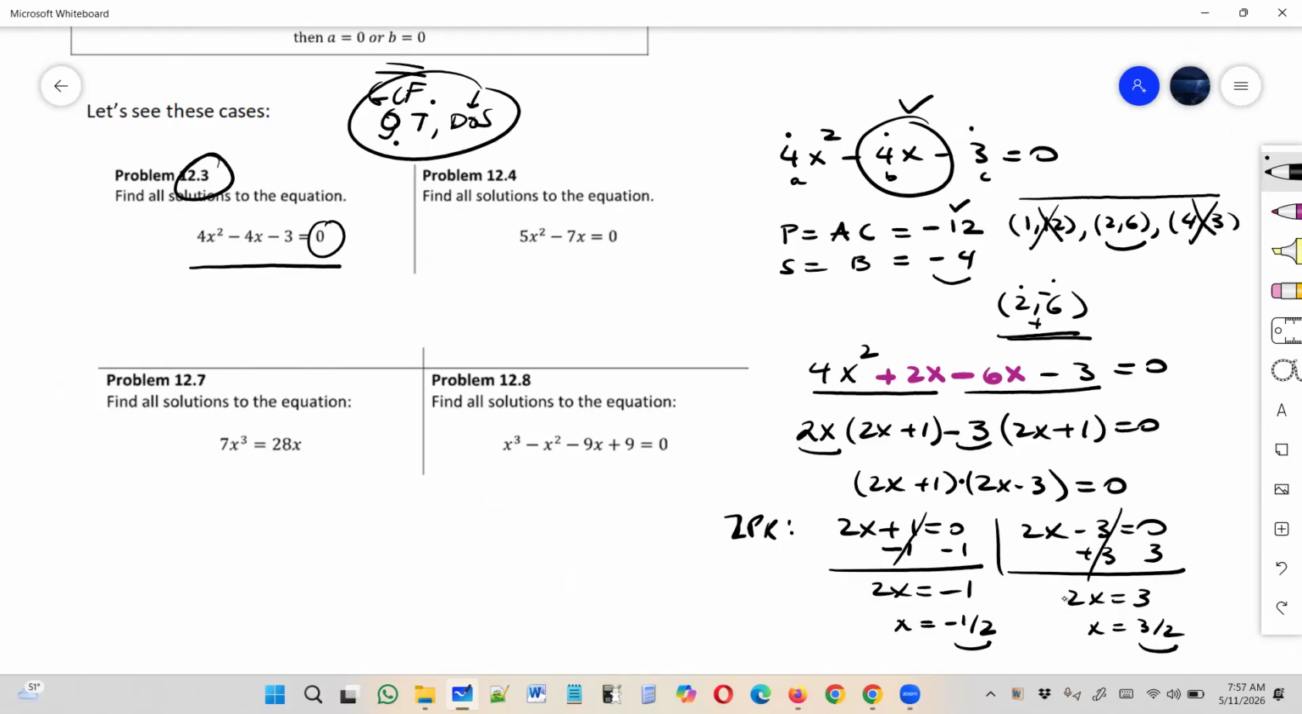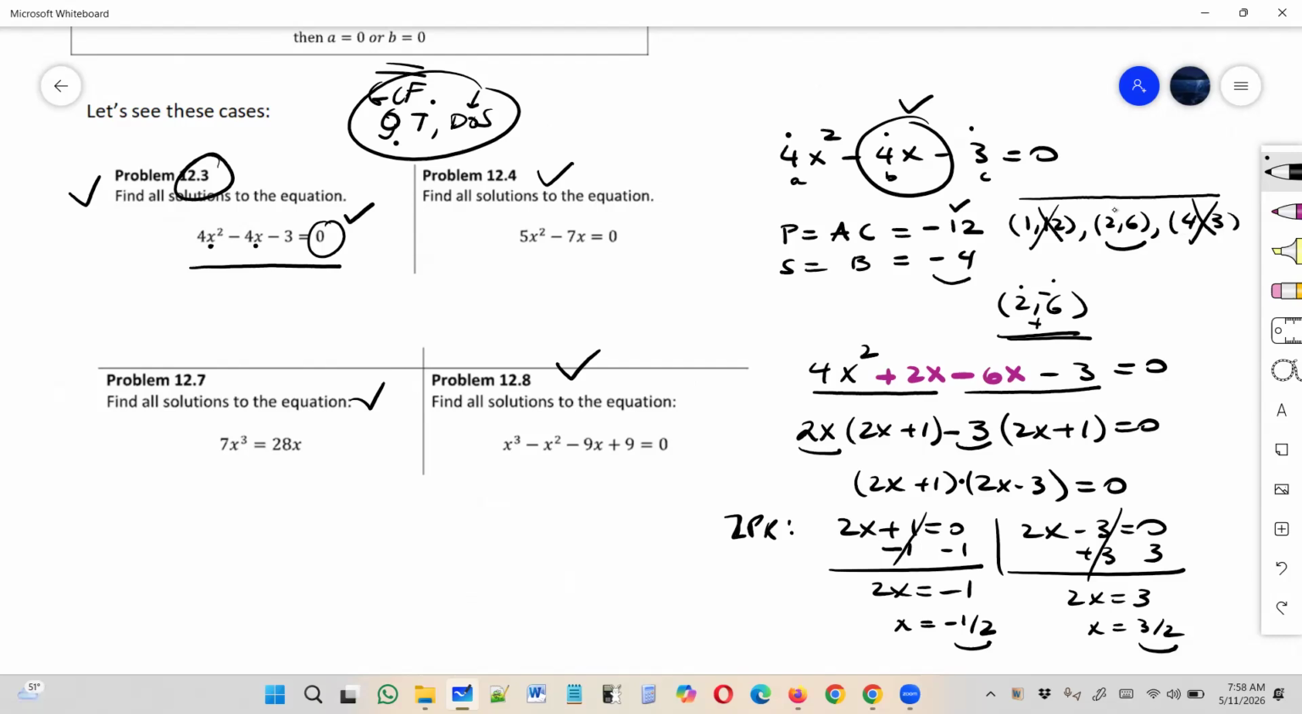Now, I am not going to check them for you. You know how to check. In all of these cases, all 4 cases, if you want, you can replace the variable with the values you found and confirm that they're 0. Okay? I'm not going to do it here for the purposes of keeping the video short. But this is how you solve these polynomial equations by factoring.